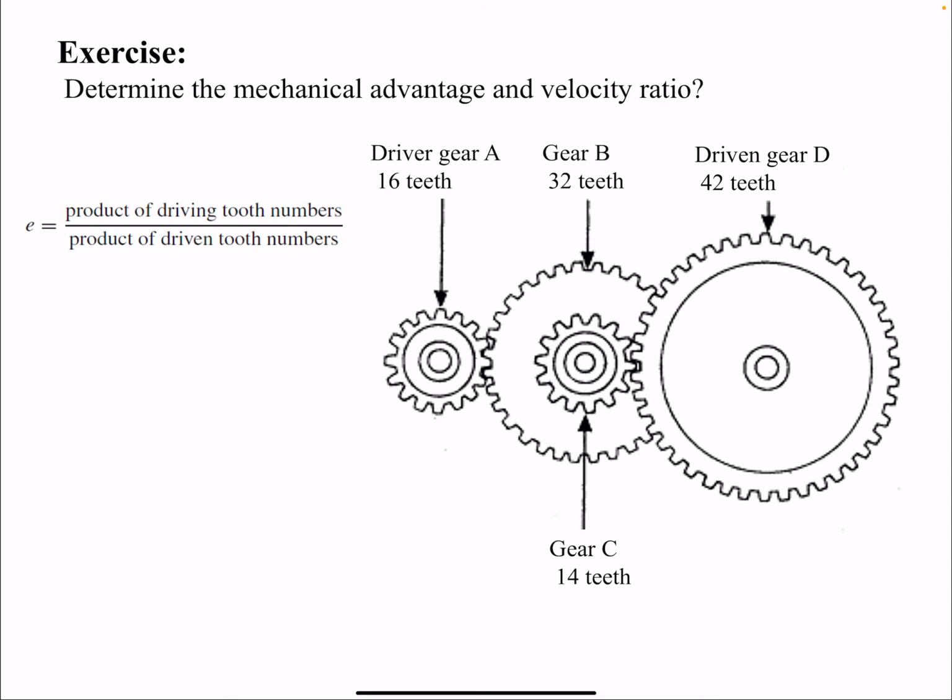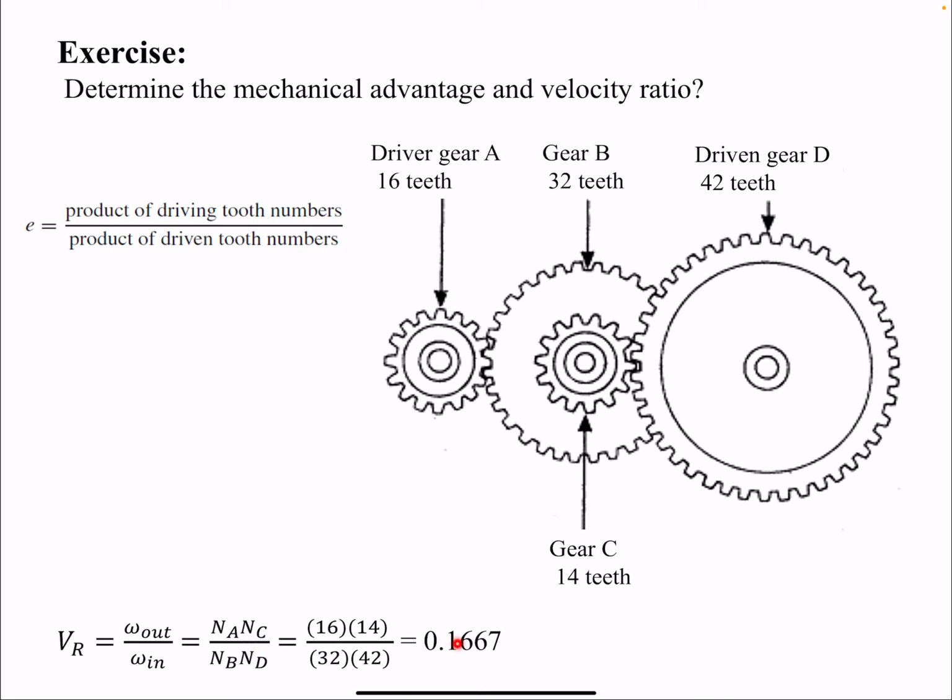So let's look at this example. We want to find the mechanical advantage and the velocity ratio. Let's find the velocity ratio, the product of the driving tooth numbers. Gear A is the driver, then gear C is the driver, and the driven ones are gear B and also gear D. Gear B and C are on the same shaft. So the drivers are NA and NC, and the driven would be NB and ND. And we don't have any idler gear here.